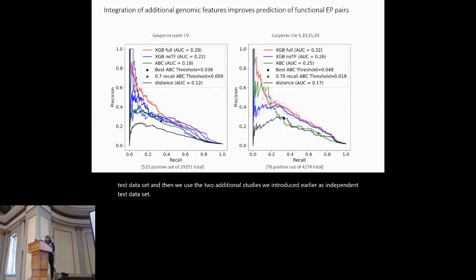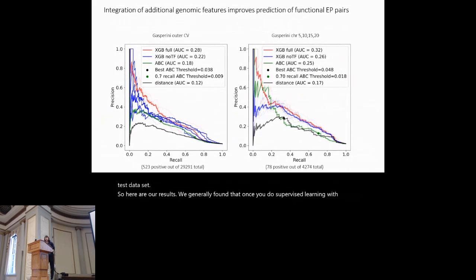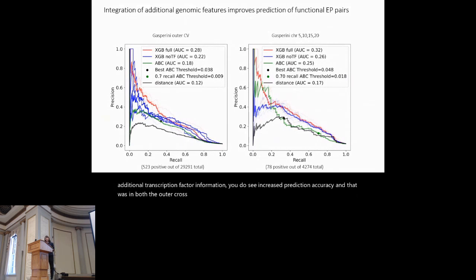So here are our results. We generally found that once you do supervised learning with additional transcription factor information, you do see increased prediction accuracy. And that was in both the outer cross-validation evaluation and the test chromosomes that we set aside. So the XGB are our models compared to the ABC model and then the baseline distance-based model.